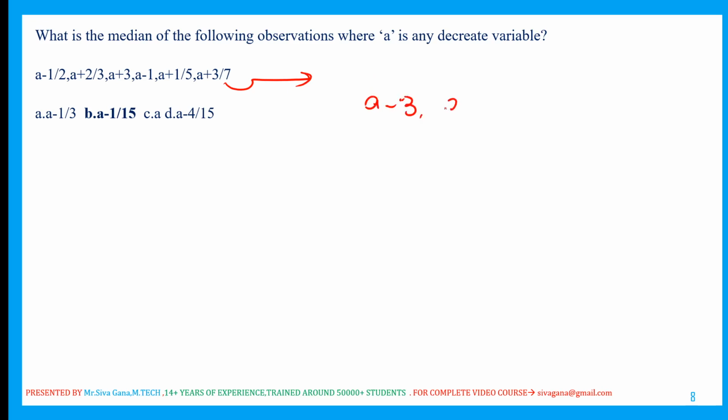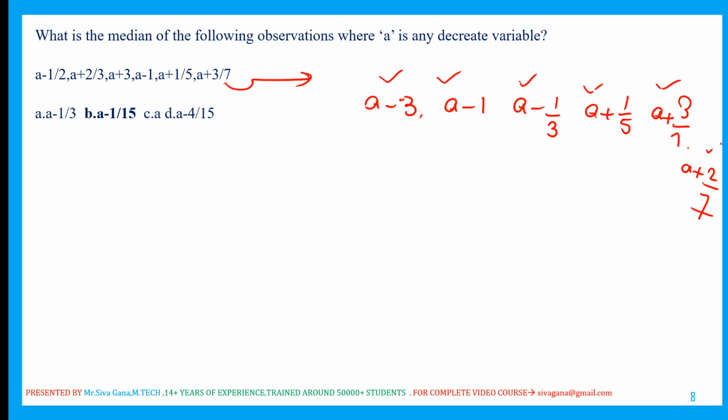A minus 3, then A minus 1, then A minus 1 by 3, then A plus 1 by 5, then A plus 3 by 7, and finally A plus 2 by 3. This is the ascending order. After making the ascending order, 1, 2, 3, 4, 5, 6. So number of terms are 6. 6 is nothing but an even number.